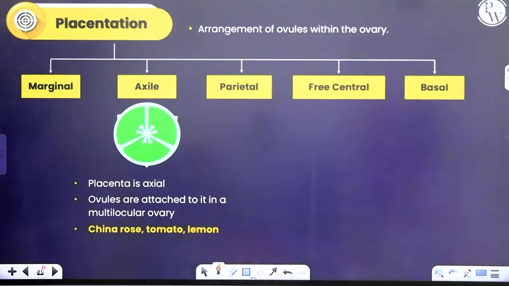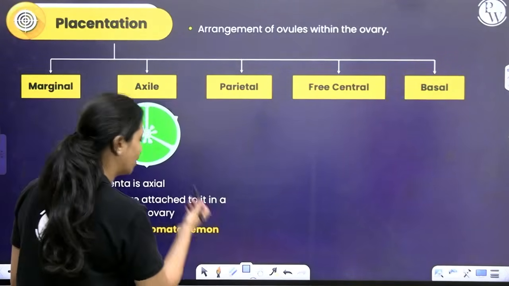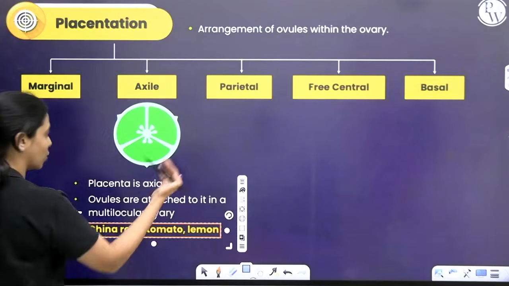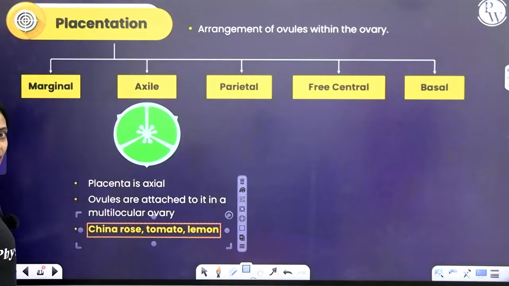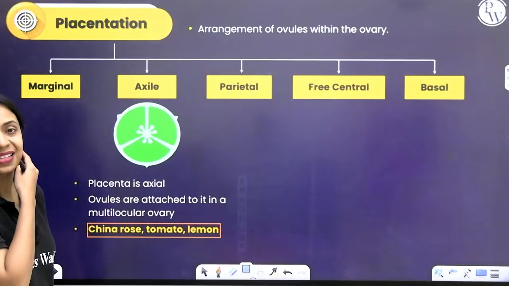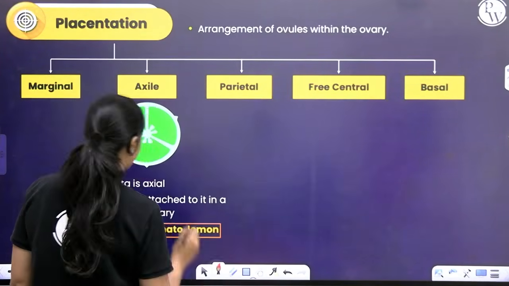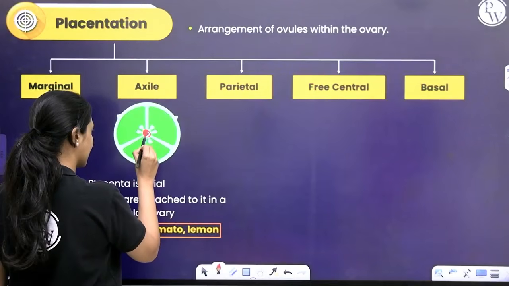Next we have axial placentation. The moment you look at this diagram, I'm sure you will think about tomato and lemon. When you cut a lemon, this is how the seeds are arranged, right? So why is this called axial placentation? Here you have a central axis. This is the central axis.